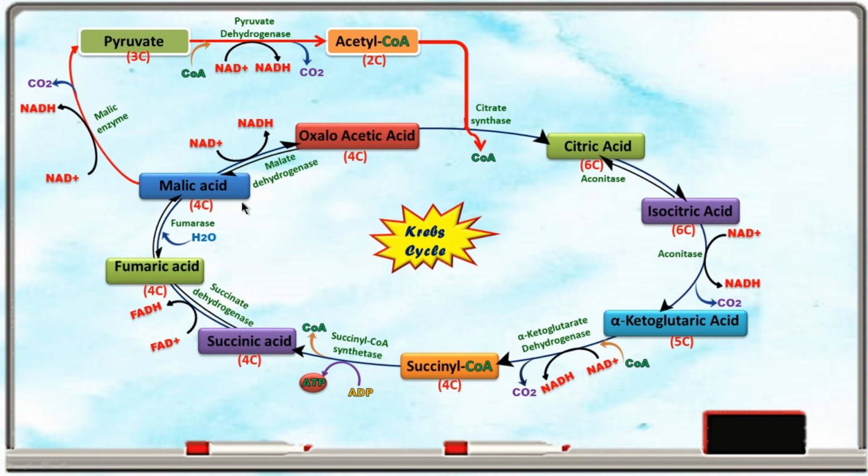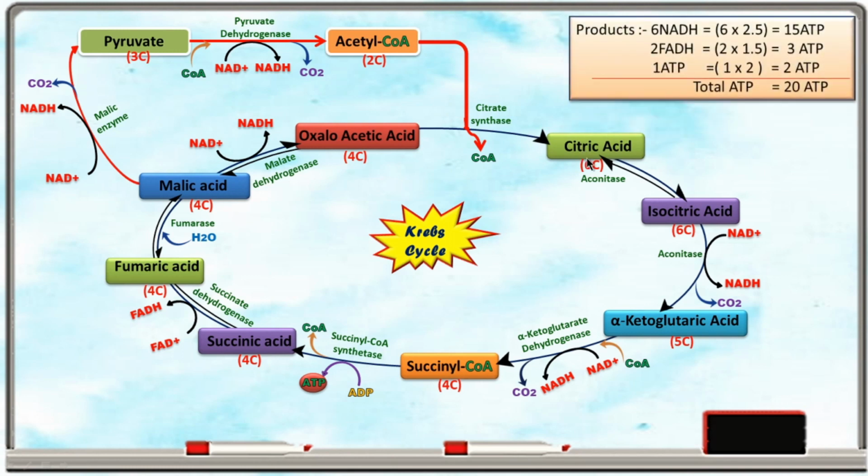So, in case of malic acid conversion to pyruvate, the malic enzyme is utilized, and here also an NAD plus molecule is converted into an NADH molecule, and a decarboxylation process occurs here also, because malic acid is a 4-carbon compound and pyruvate is a 3-carbon compound. So, 1 carbon needs to be eliminated, which is eliminated in the form of a CO2 molecule. So this is the total Krebs cycle process.